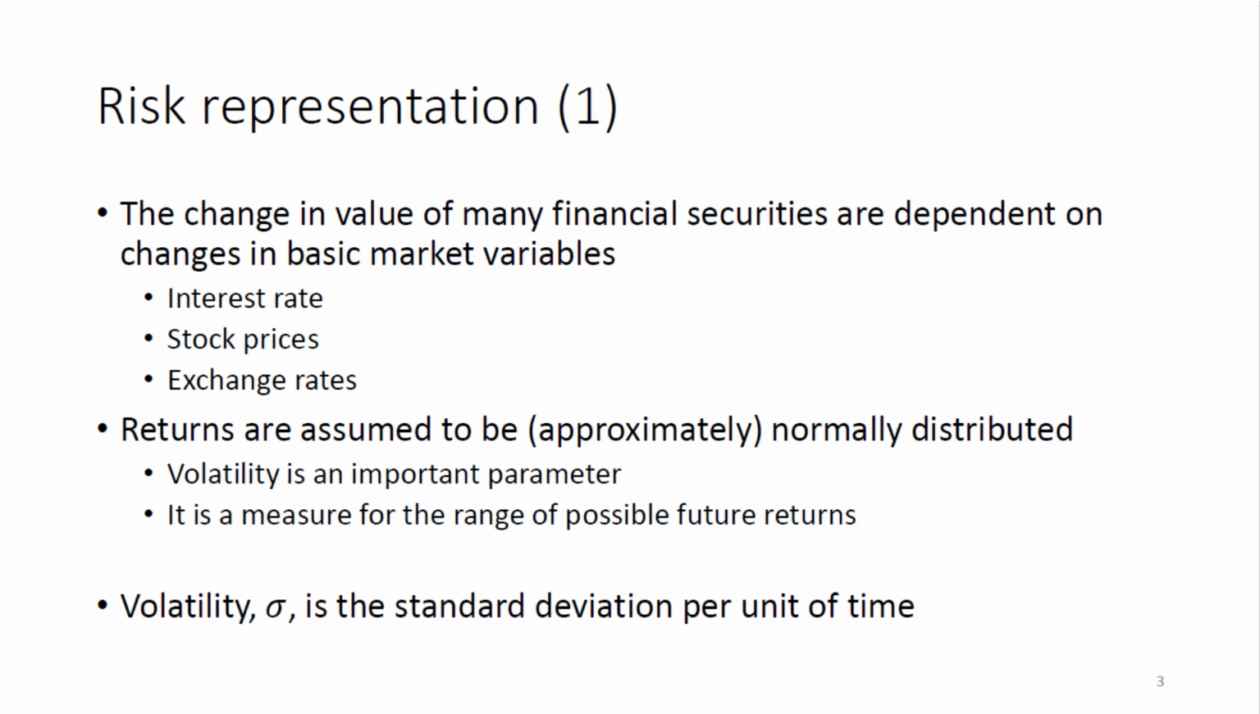It sets the range for the possible future returns that may occur. And very formally, the volatility is denoted with sigma, and it's the standard deviation per unit of time. And as you will see, we can measure volatility on a daily basis, on a monthly basis, on an annual basis. Very often what we do, no matter what the basis is that we use to estimate the volatility, for example, as the standard deviation of past returns, that's one possibility.